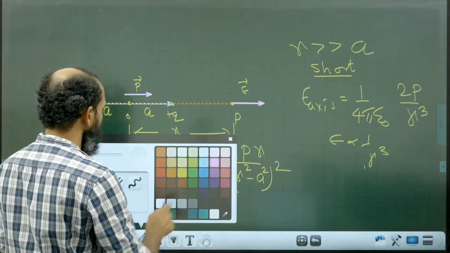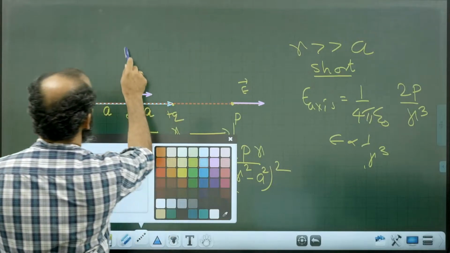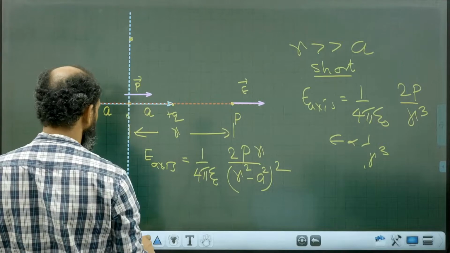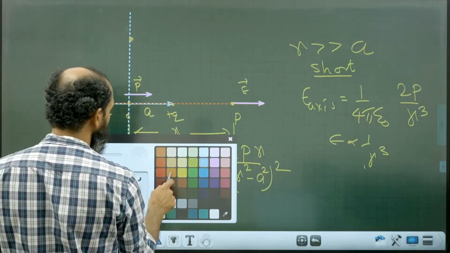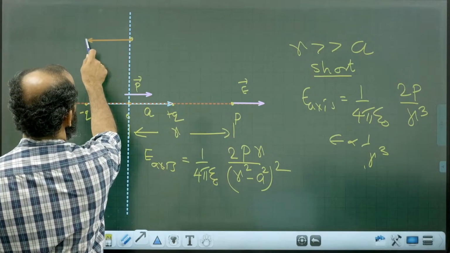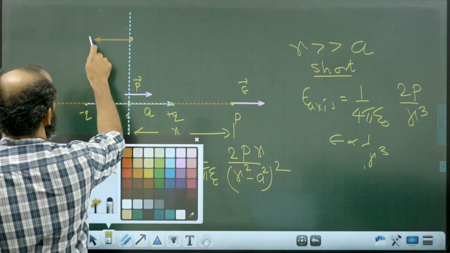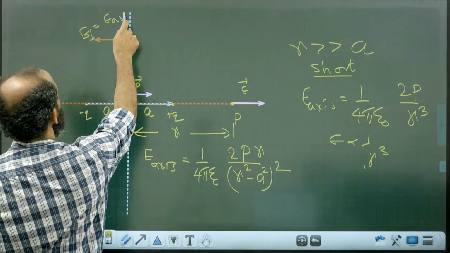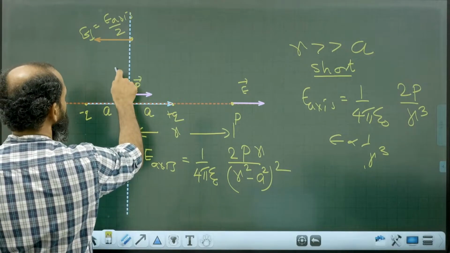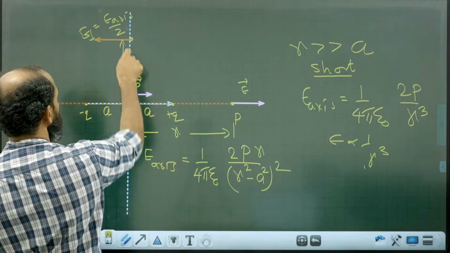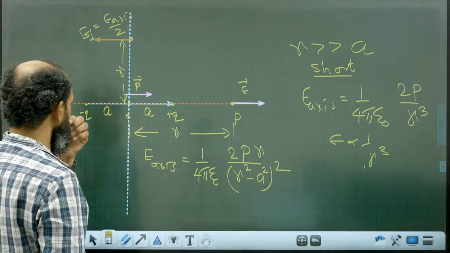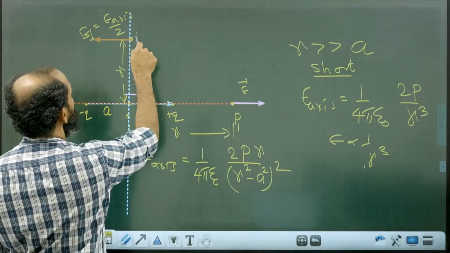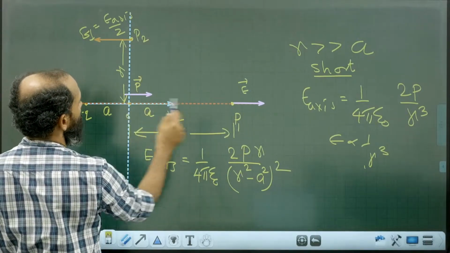Now, along the angle bisector, you draw the angle bisector to that dipole. Anywhere along the angle bisector, the field is opposite to the moment. Moment is towards right, field is towards left. Also, field on the bisector is half the field along the axis at same radial distance. Radial distance should be same. Distance from O to the point P1 is same as distance from O to P2, R, and this also R.